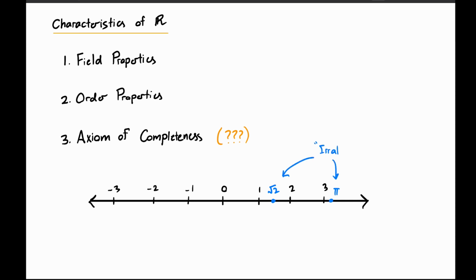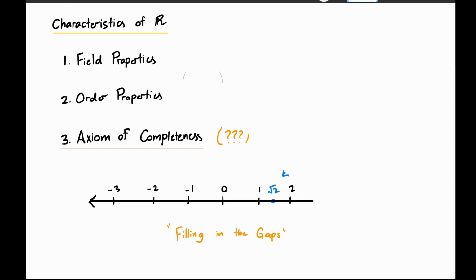These are both irrational numbers, meaning that they can't be written as a fraction, so it's not a rational number. So what does it mean to not be complete? That would be to have gaps or holes. And it's the filling in of these gaps that makes the real numbers complete. And the axiom of completeness makes that definition more precise.